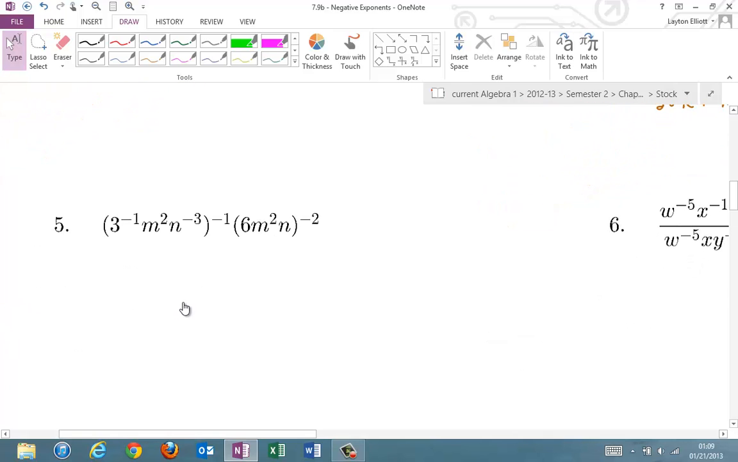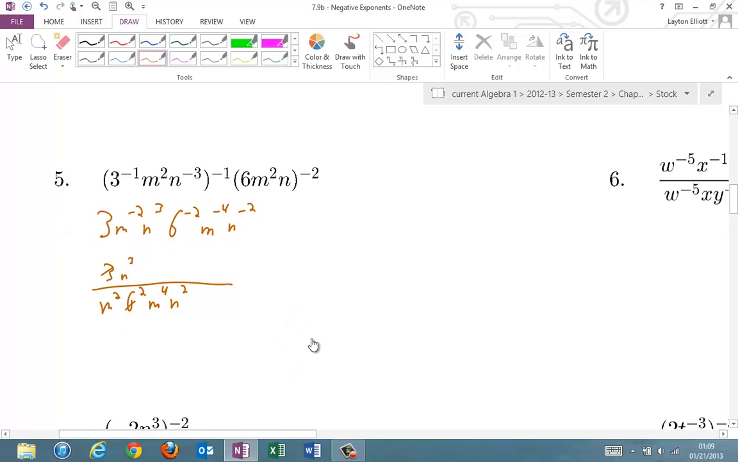Next one, carry across again, so we have 3 to the negative 1, m to the negative 2, n to the 3rd, then 6 to the negative 2, m to the negative 4, and then n to the negative 2. New fraction bar, 3, m squared, n cubed on top, 6 squared on bottom, let's see, m to the 4th on the bottom, and n to the 2nd on the bottom.